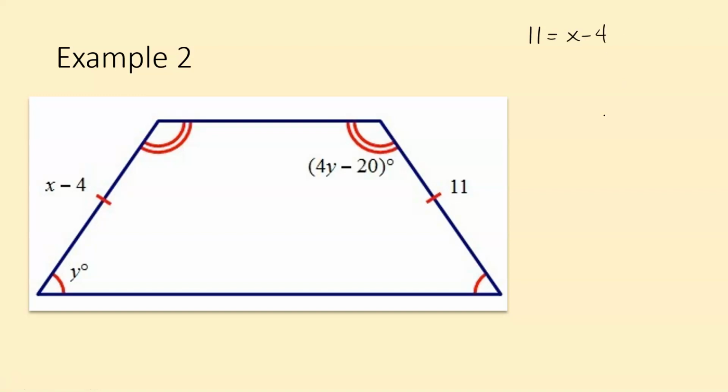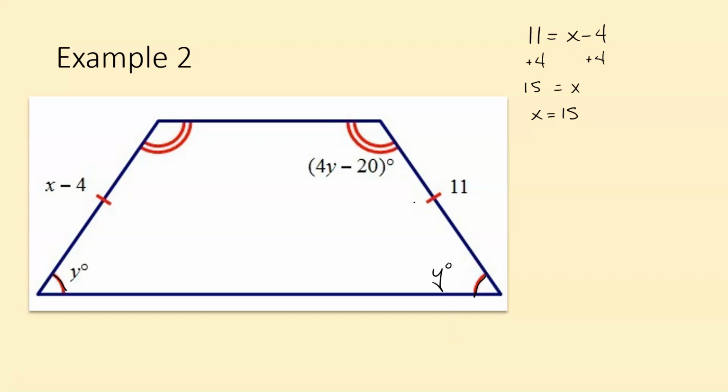equals x minus 4, or x minus 4 equals 11, and we can solve for x by adding 4 on both sides. And we get 15 equals x, or x equals 15. And y we can solve for, because these two angles would not be congruent. Notice they have different markings here, meaning they are not necessarily congruent, but they are supplementary, because this angle right here is congruent to this angle here. So that means this has to be y degrees as well.